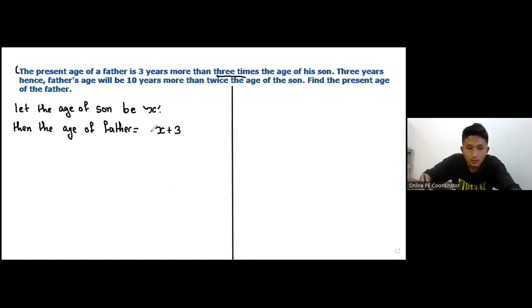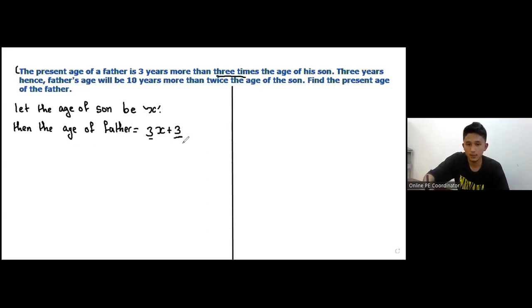Do you assign it to the whole bracket or just here? You only need to assign it here, 3x. The present age of the father is 3 years more than 3 times the age of his son. Let the present age of the son be x, and the present age of the father will be 3x plus 3.